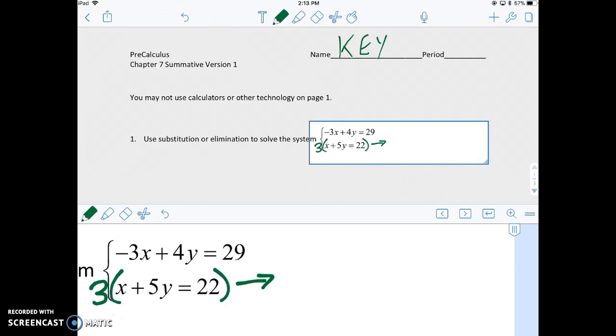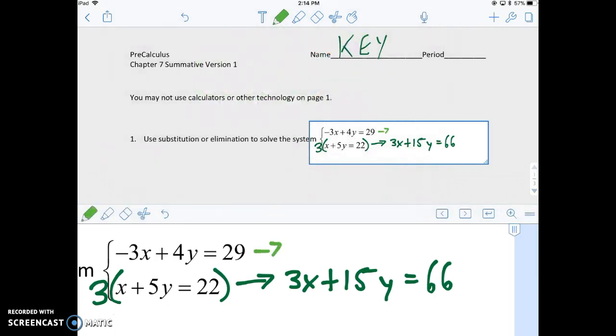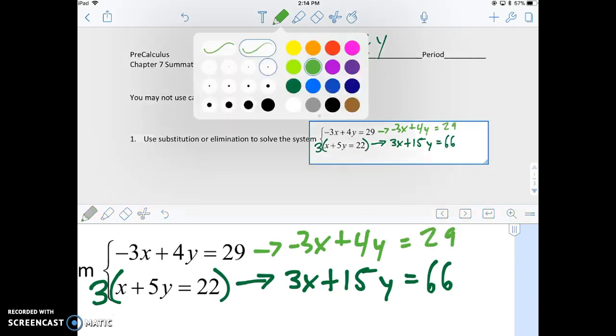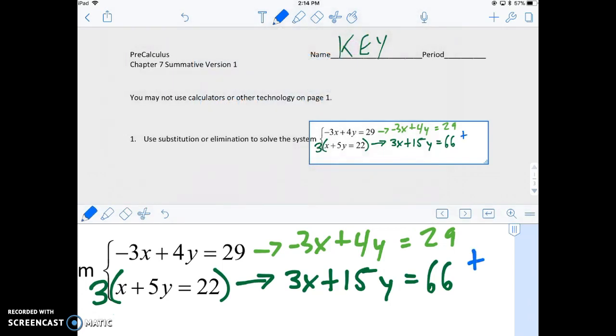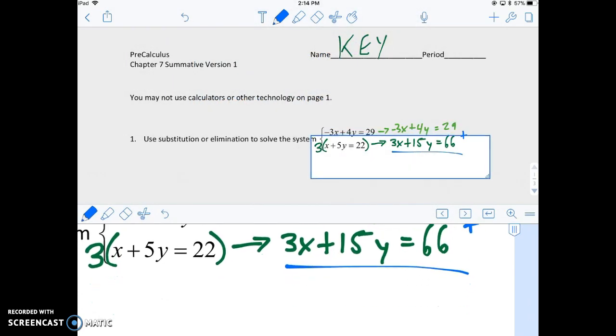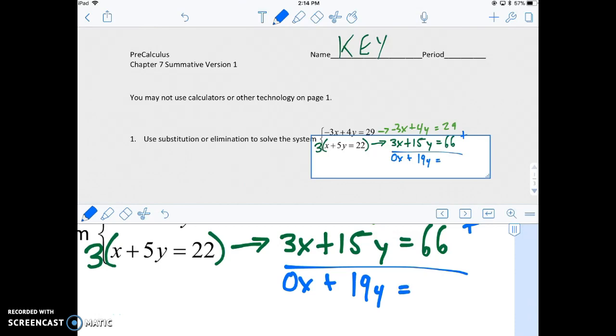So 3 times everything is going to give me 3x plus 15y equals 66. And I'll also have my other equation as it is. So then what I can do with these two equations, once I have them, is to add them together. Once I add them, you will notice that the x's do get eliminated. So the 3x's go away, so you're left with 0x plus 19y equals 95.